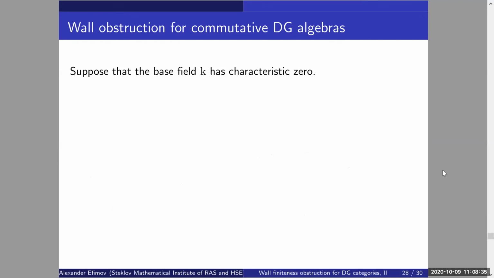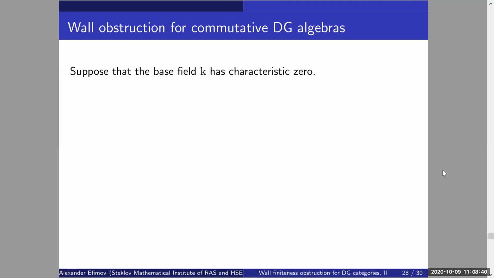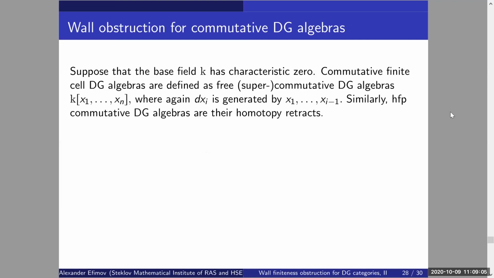So just assume that K has characteristic 0. By the way, the same holds for simplicial algebras even without any assumptions, simplicial commutative algebras without any assumptions on the characteristic. Commutative finite cell DG algebras are defined in the same way. They are free supercommutative DG algebras finitely generated with the same condition on the differentials, the generators, and homotopically finite commutative DG algebras are their homotopy retracts.